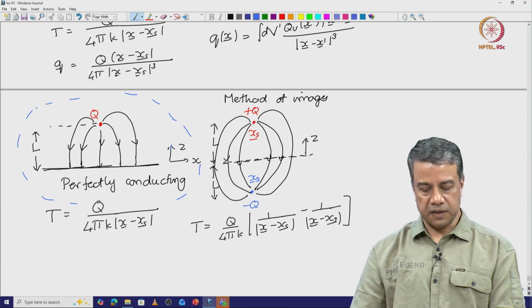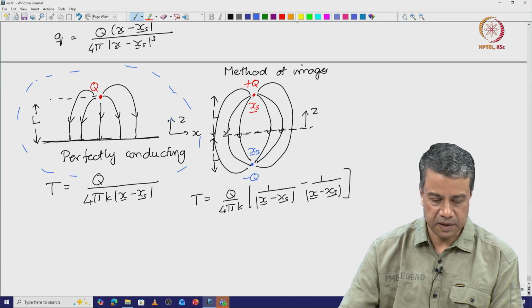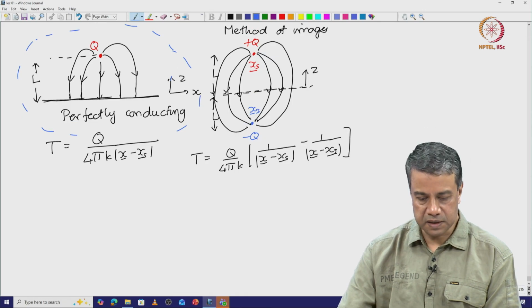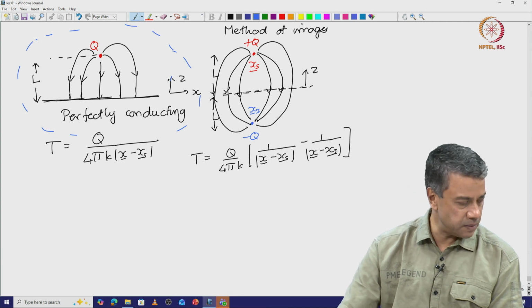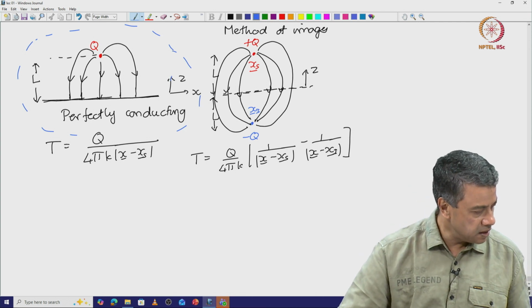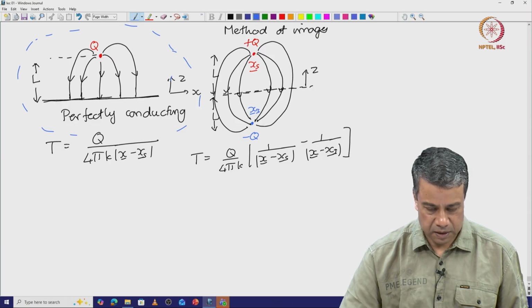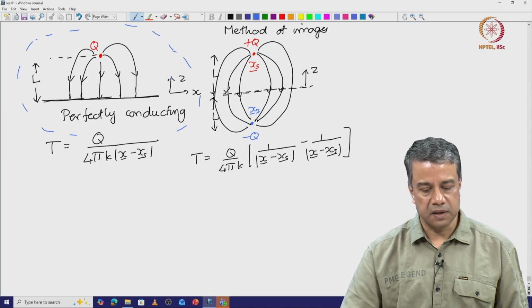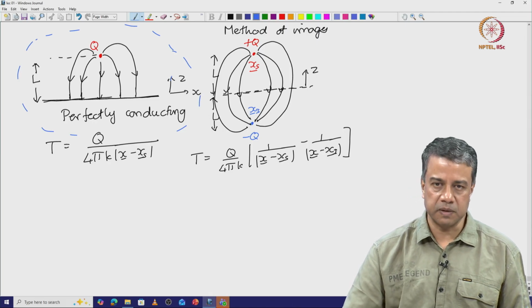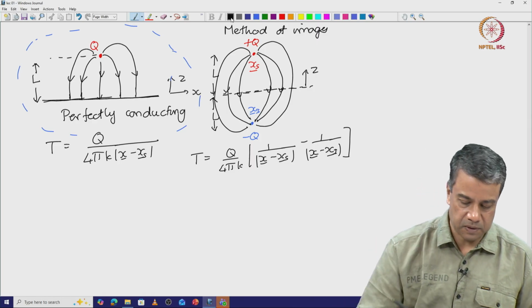Therefore, this shows that you can get the temperature field for this configuration by just writing this as the superposition of a source and an image in such a way that at the symmetry plane between the source and image, the heat flux lines are perpendicular to the surface. If the source is plus Q, the image has to be minus Q in such a way that the heat flux lines are perpendicular to the surface.